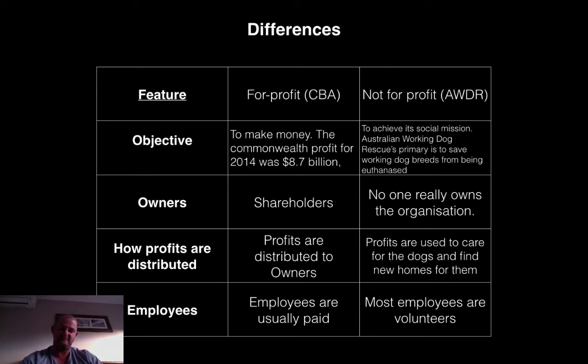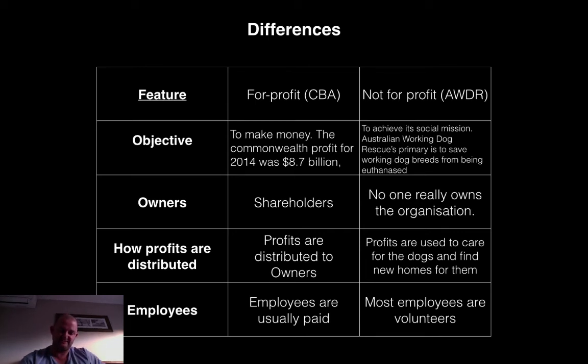The other feature is owners. So, in a for-profit organisation, the owners basically get the profits. So, in the case of the Commonwealth Bank, that's the shareholders. With a not-for-profit organisation, no one really owns the organisation. It's really the people who get the goods and services are probably the key stakeholders there, and you could say, in some ways, own the organisation, but they're not official owners.